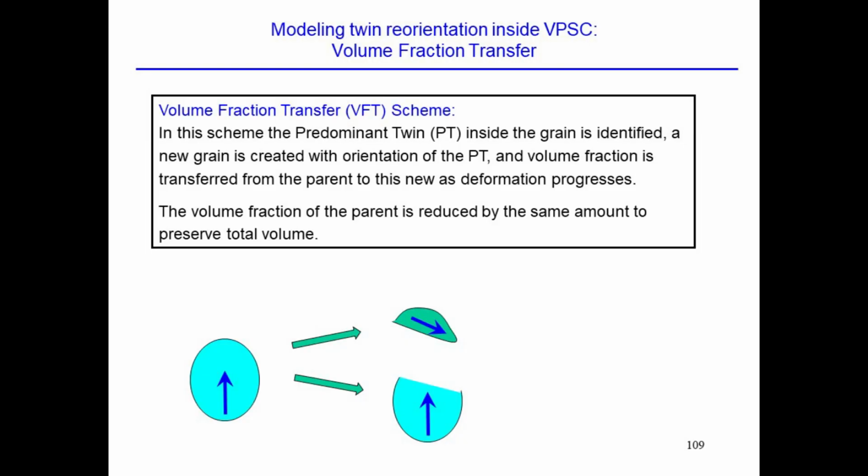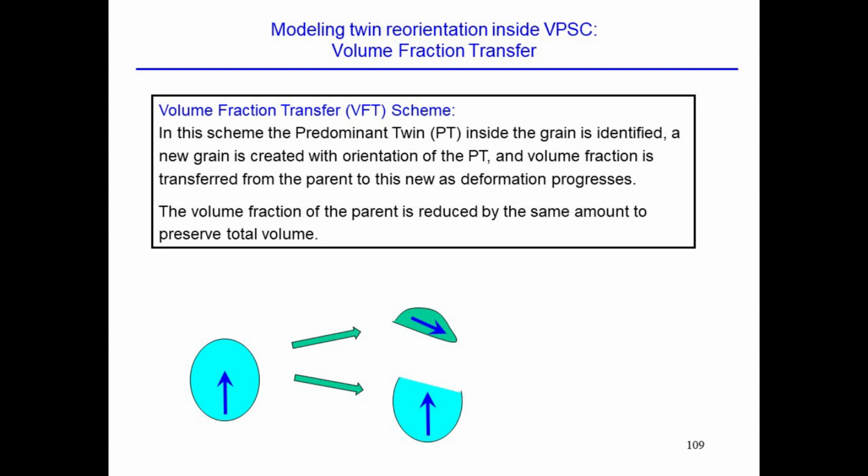Finally, the volume fraction transfer. In this scheme, you identify the predominant twin inside the grain, but then what you do is you transfer the volume fraction of twinning to a new grain with the orientation of the twin, but you keep the parent, except that now the volume fraction of the parent is less. The sum of these two volume fractions is the same, and as this twin keeps being activated in this grain, the parent shrinks and the child, the twin, grows. So yes, the shape of the grain, you always treat it as ellipsoidal.